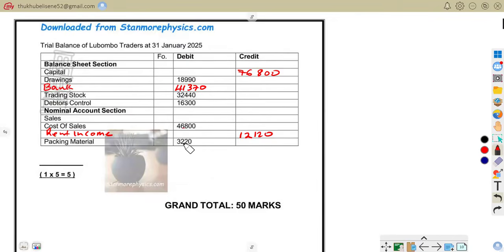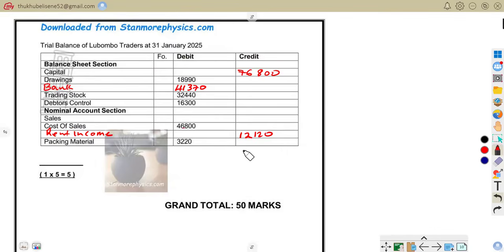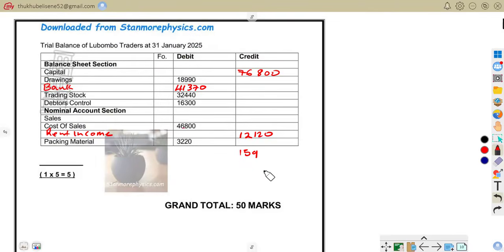So now coming back, we have packing material that is already there. But you can see that we have the balance now at the end, which is 159,120. So we have this amount here, 159,120. This is the total that we're talking about now. You don't know the amount for sales.